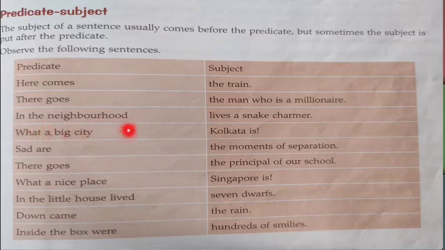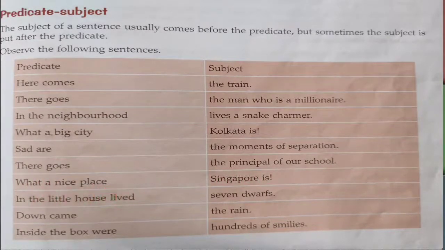In the neighborhood lives a snake charmer. What a big city Kolkata is! Exclamation sentence. Sad are the moments of separation. There goes the principal of our school. So observe students each and every sentence. Subject can come after, predicate is first.